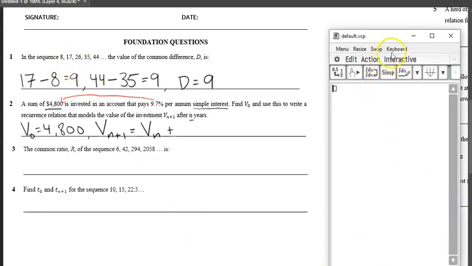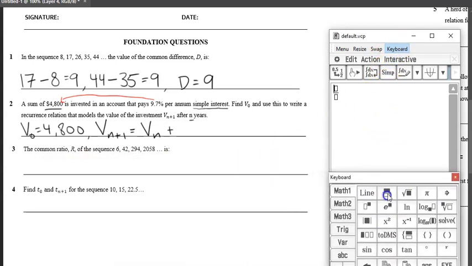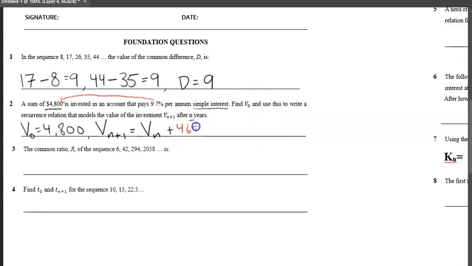In the ClassPad calculator, keyboard up, fraction, and we're going to do 9.7 over 100, and we're going to multiply this by the initial amount. This gives $465.60. So there is our recurrence relation.